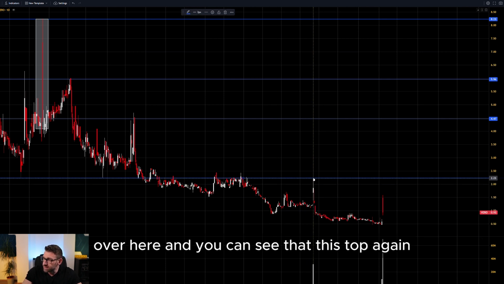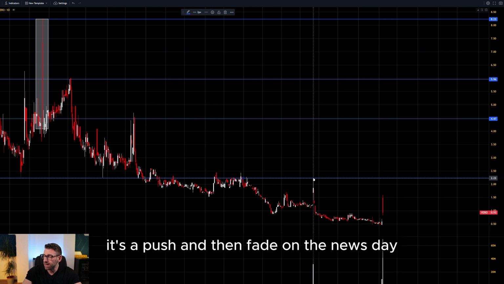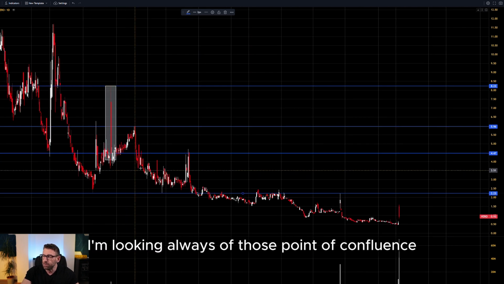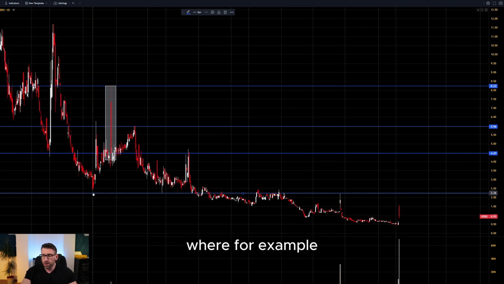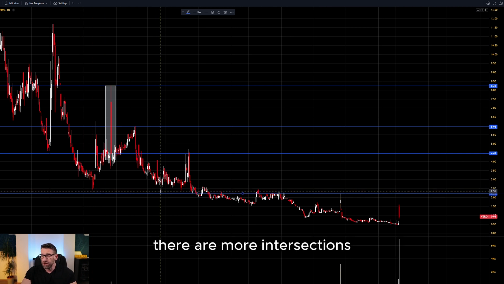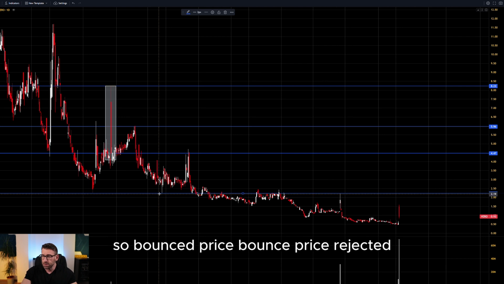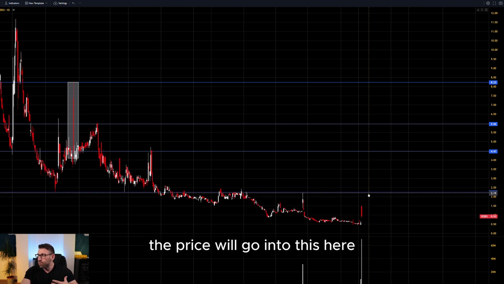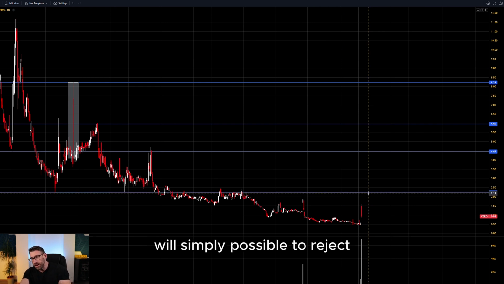And you can see that this top, again, is a push and then fade on the news day. It's also the low over here, low over here. So you will see that I'm always looking for those points of confluence where, for example, there are more intersections. So bounced, price rejected, price rejected. So I believe that the next time the price goes into this area, it will possibly reject.